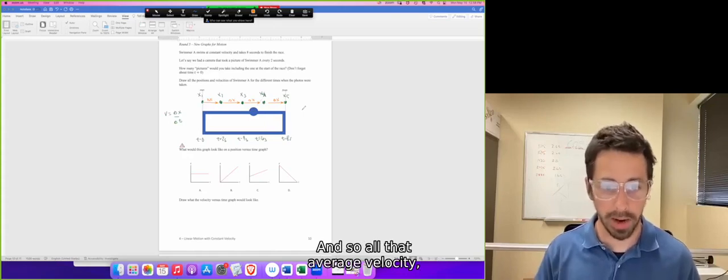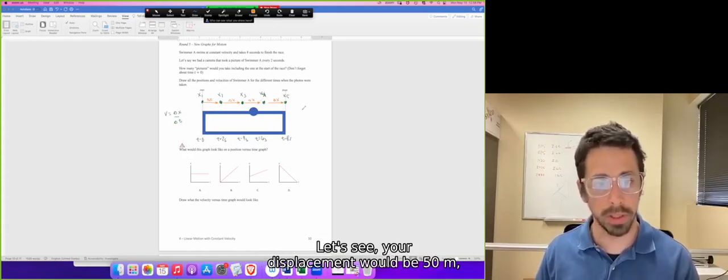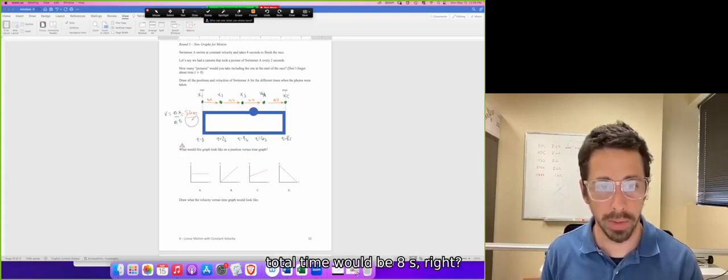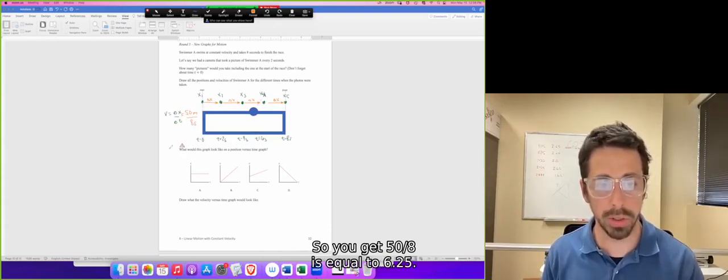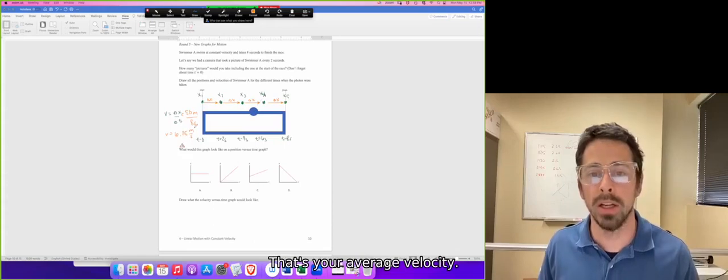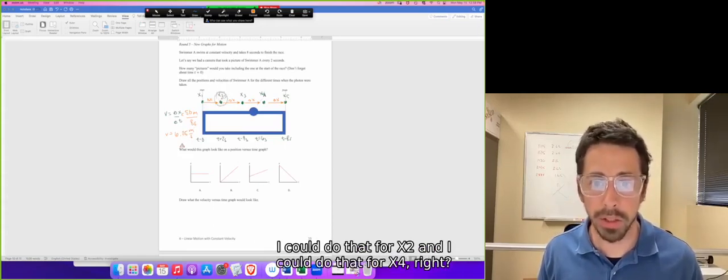And so all that average velocity, we could do that right now, right? Let's see, your displacement would be 50 meters total, right? Time would be 8 seconds, right? So you get 50 divided by 8 is equal to 6.25. Velocity is equal to 6.25 meters per second. That's your average velocity. Now, if I did that for any 2 pieces, right, I could do that for x2 and I could do that for x4, right?